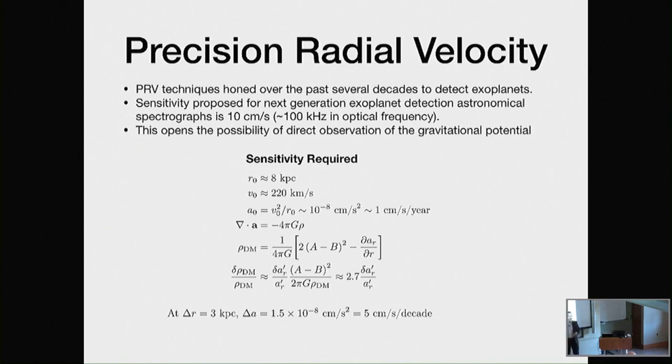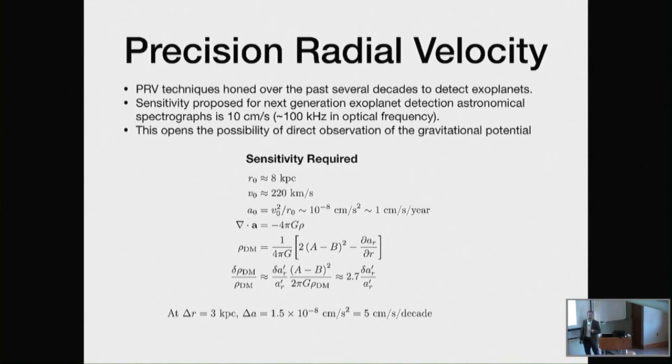If you work out some numbers, again, we're 8 kiloparsecs from the center of the galaxy. We're orbiting the center of the galaxy with a velocity of about 220 kilometers a second. That corresponds to an acceleration of 10 to the minus 8 centimeters per second squared. No problem. If we convert this to units that exoplanet astronomers are used to, which is to say centimeters a second, the acceleration of the sun as it orbits the galaxy is 5 centimeters a second a decade.